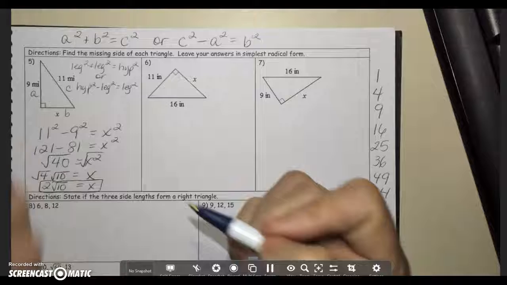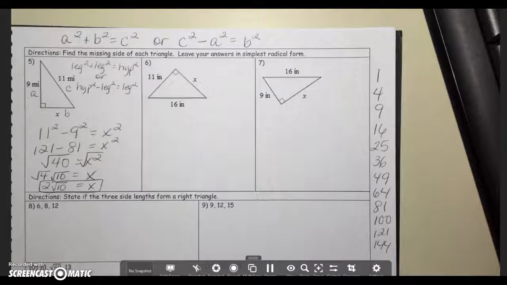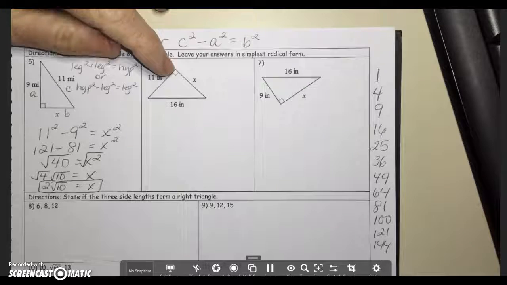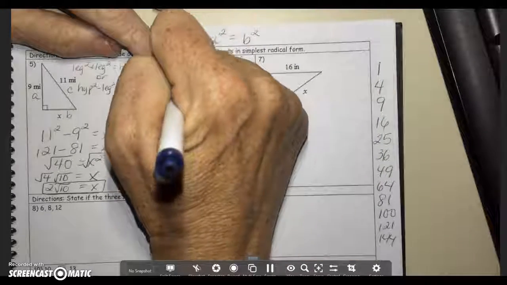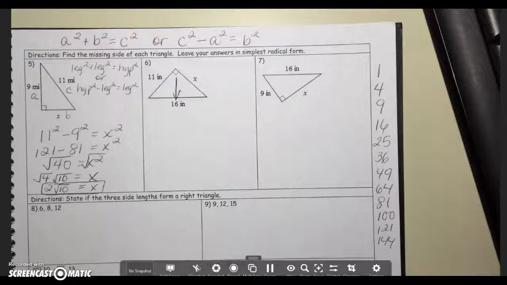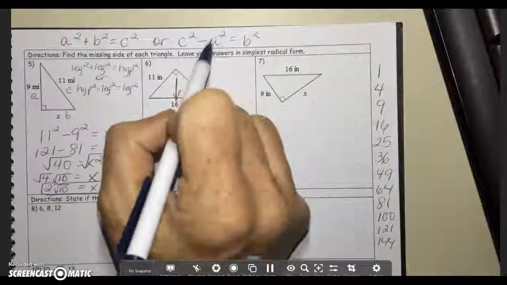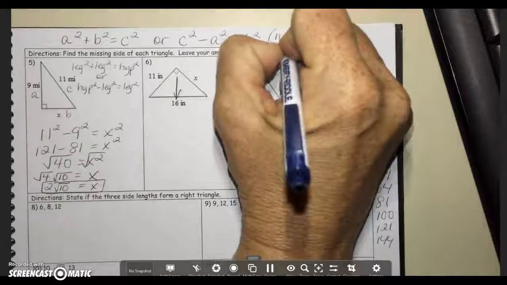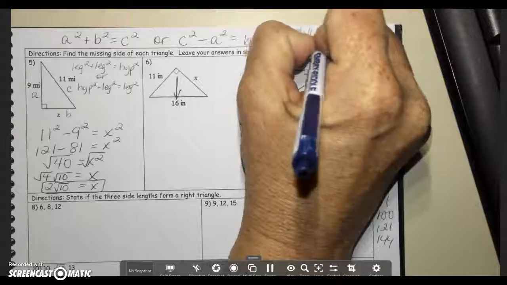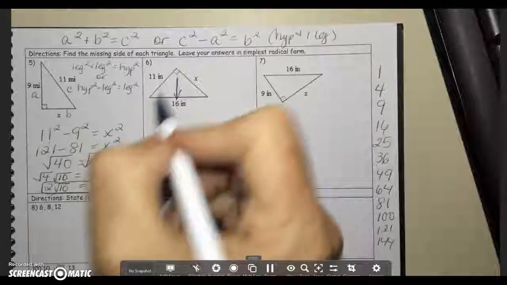6. Okay, so what do I have? Do I have 2 legs, a hypotenuse? What do I have? Where's your right angle? Okay, so your hypotenuse is always directly across the way. Always. If you don't remember anything else, remember that. So which one's your hypotenuse? So you have a hypotenuse and a leg, so we're going to use this one, right? This is if you have a hypotenuse and 1 leg. So what's your hypotenuse?